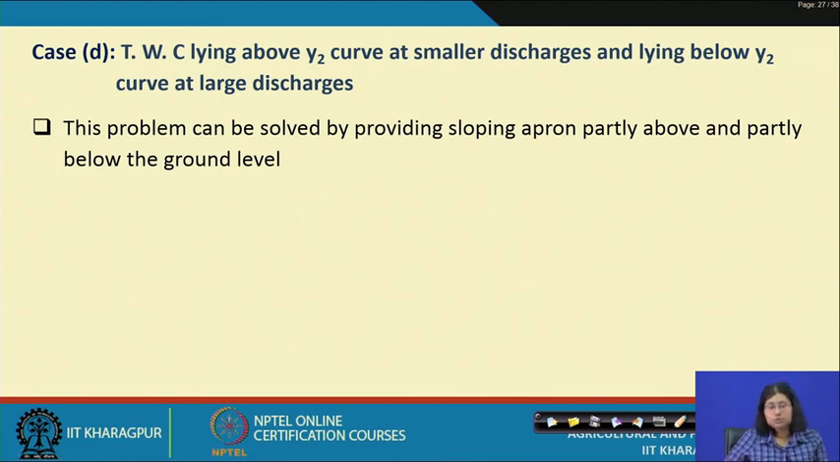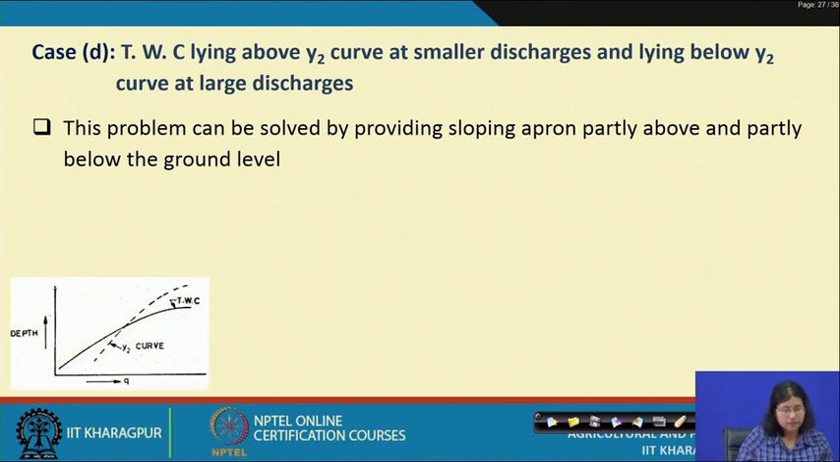Now, we are going to see case 4, when the TWC curve and the Y2 curve are both coinciding and the TWC is lying above the Y2 curve at small discharges and lying below the Y2 curve at large discharges. So, this problem can be solved by providing a sloping apron partly above and partly below the ground level. So, this is my case 4 and this is a combination of case 1 and case 2.